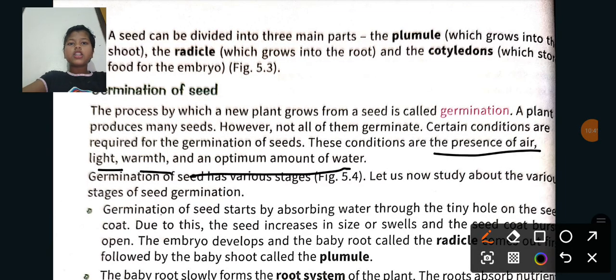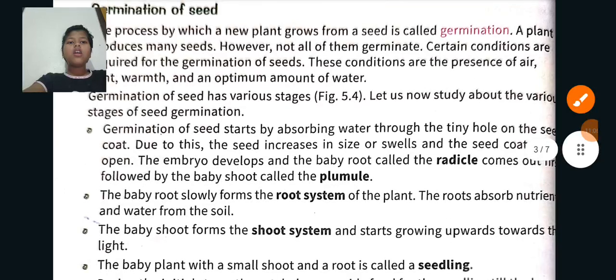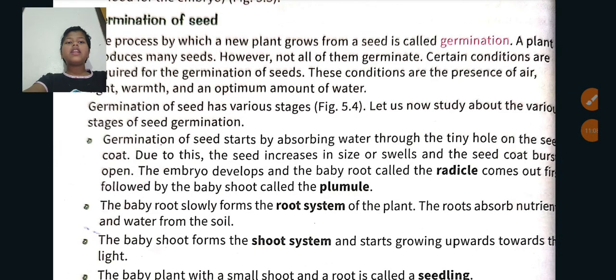The conditions for a seed to grow and flourish into a proper plant are the presence of air, light, warmth, and enough water for it to swell up and increase in size so that it can become very loose, and then be put into the soil so that it can grow well. Germination of seeds has various stages. Let us now study the various stages of germination.